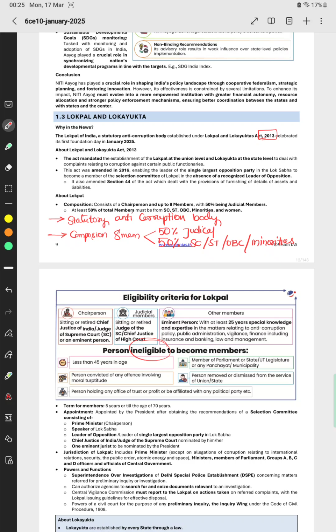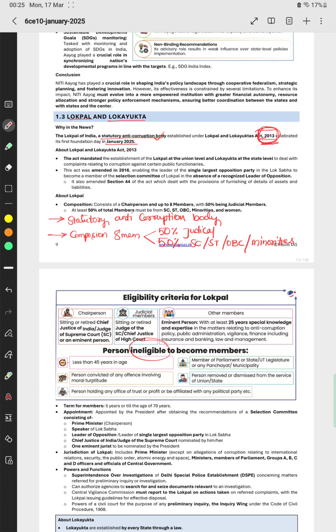So coming to the third topic, Lokpal and Lokayukta. It is a statutory anti-corruption body under the Lokpal and Lokayukta Act 2013. You have to remember this. Its foundation day is in January 2025.